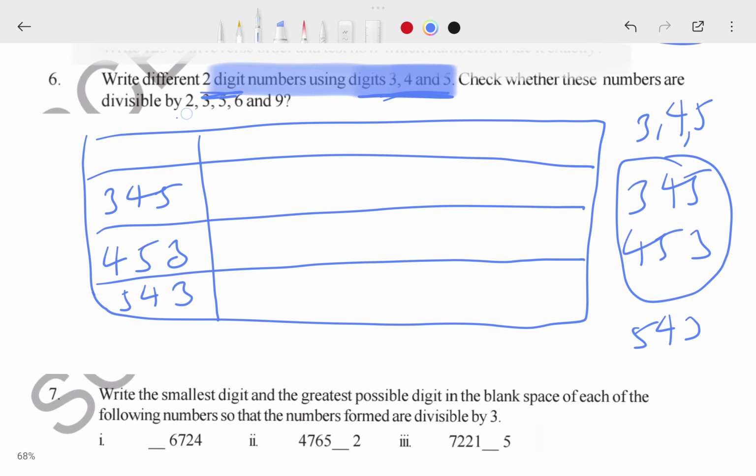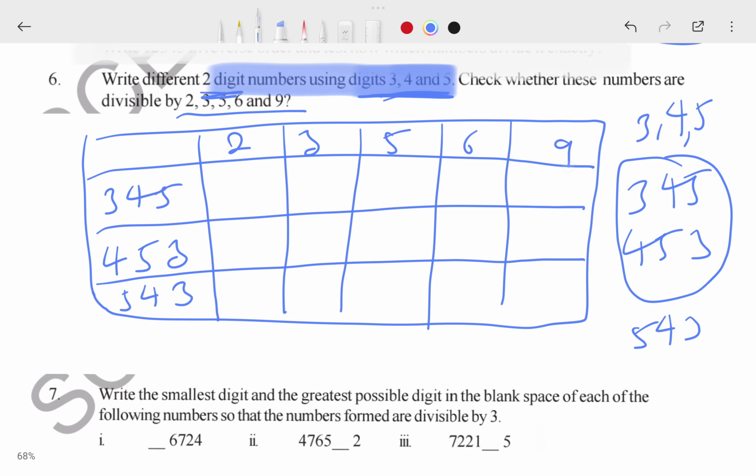Okay, now let's take this one, which has a 2, 3. Is it divisible by 2? Is it divisible by 3? Is it divisible by 5, or by 6, or by 9? You have to check. Okay, let's check it out. We will do it quickly.